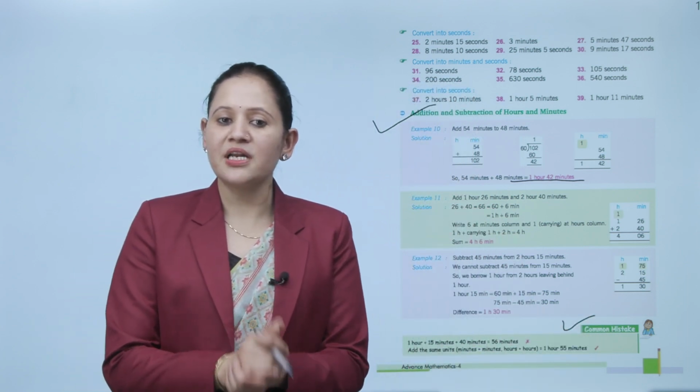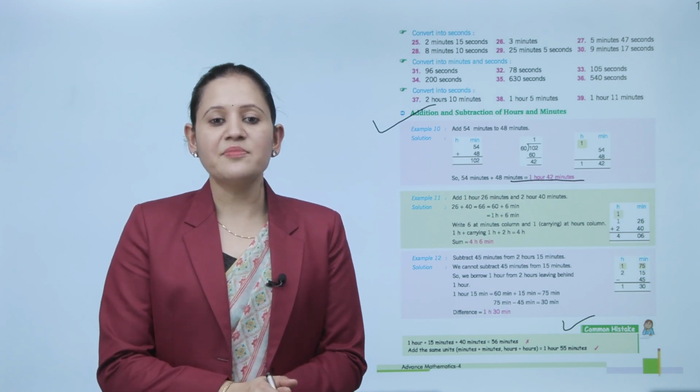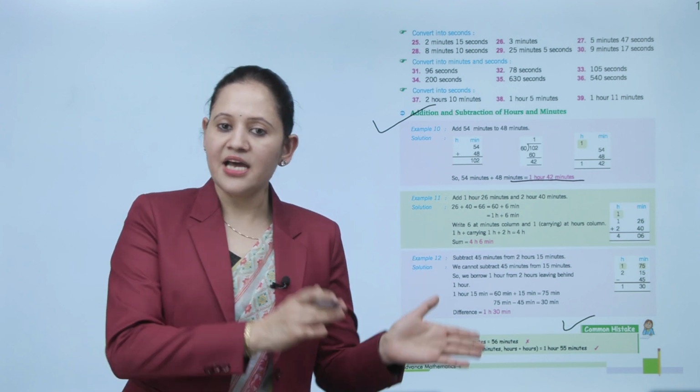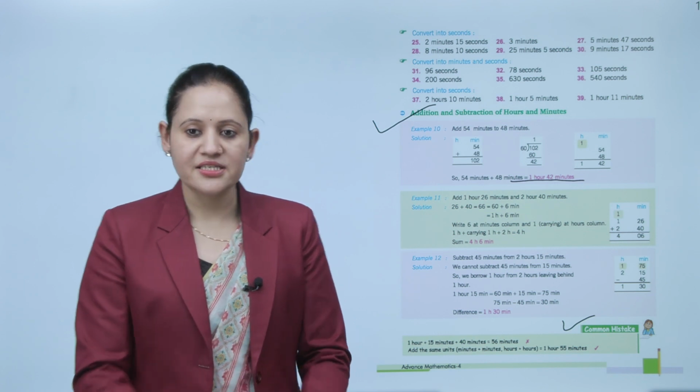1 hour plus 15 minutes plus 40 minutes equals 56 minutes. Wrong. Add the same unit, minute, hour plus hour. Hour mein hour add karenge, minute mein minute. That is equals to 1 hour 55 minutes.